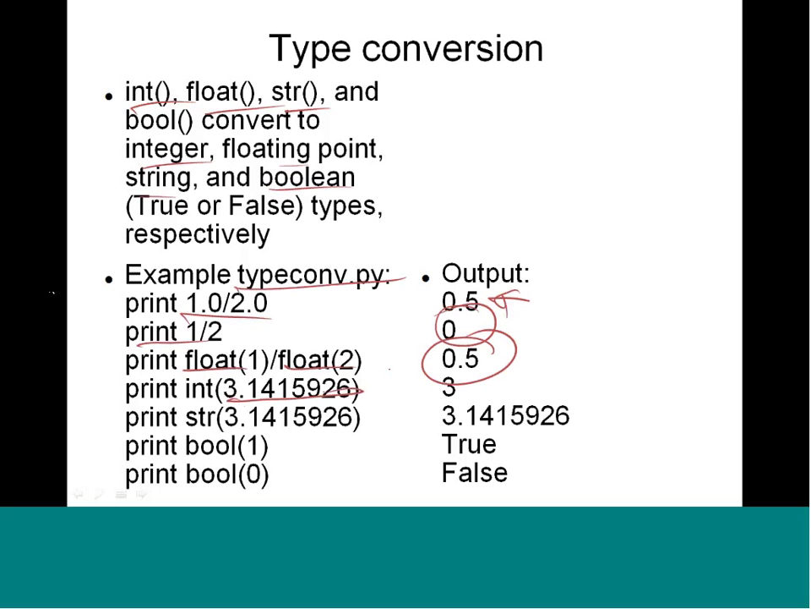And now you can convert this floating point into an integer by simply operating on it as an integer and then the result is just 3. And if you do a string the result is exactly the same, because in a string they don't have any meaning, it just reports a string. Now the bool function of 1 is true and the bool function of 0 is false.